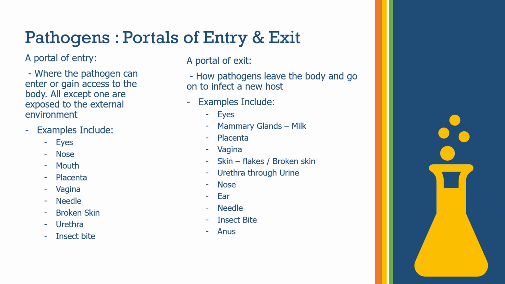Continuing in my discussion of pathogens, I'll be discussing their portals of entry and exit. Firstly, a portal of entry is where the pathogen can enter or gain access to the body. All except one are exposed to the external environment. Examples include eyes, nose, mouth, vagina, needle, broken skin, urethra, insect bite, and placenta. The placenta is the only one not exposed to the external environment.